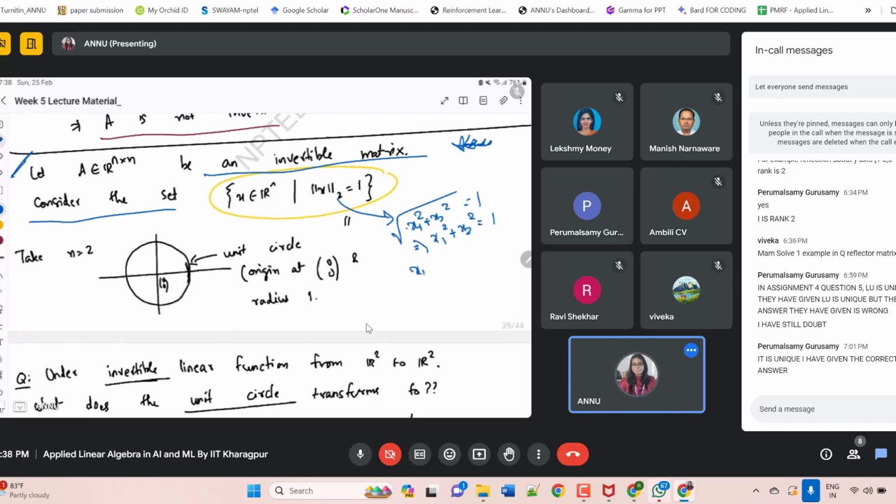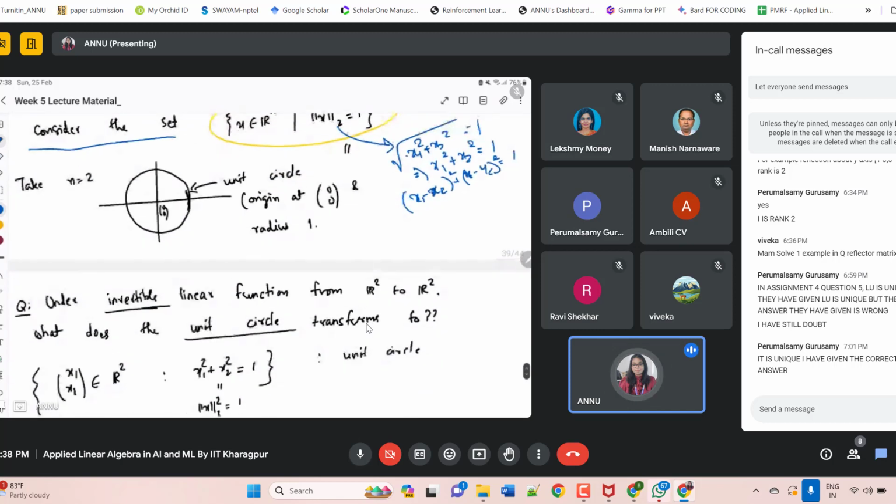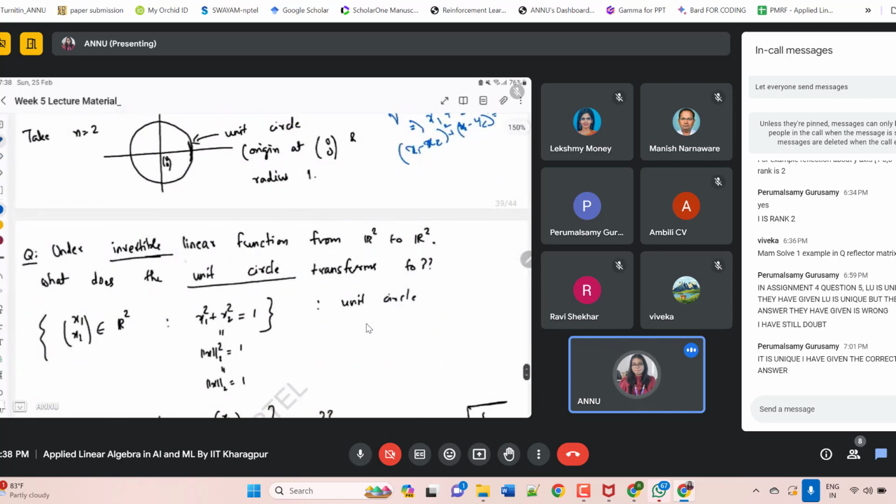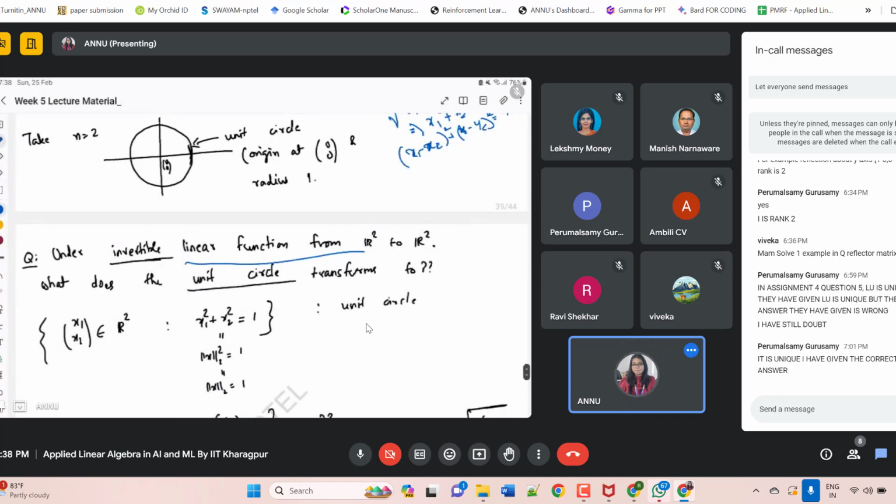So x1 minus xc square plus x2 minus yc square is equal to 1, where xc and yc are nothing but 0. This is the center. So, under an invertible linear function from R2 to R2, what does the unit circle transform to? Just think about this and type in the chat box.